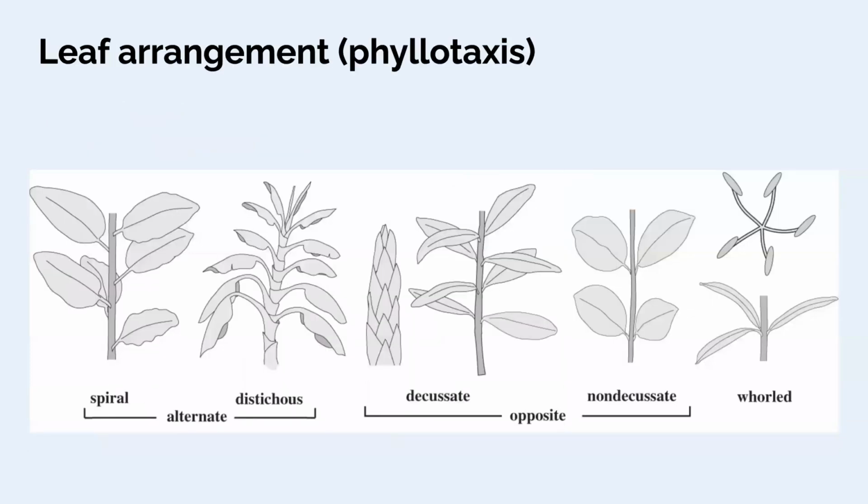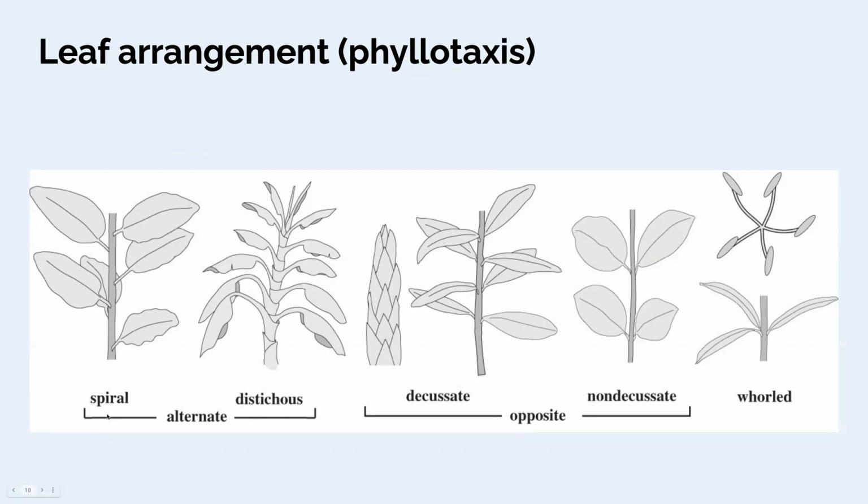So I mentioned the arrangement of organs can be useful for telling species apart. The official term for the arrangement of leaves along the stem is called phyllotaxis. It's of Greek origin: phyllo for leaf and taxis for arrangement. And the most basic distinction in phyllotaxis is how many leaves emerge from the same node.